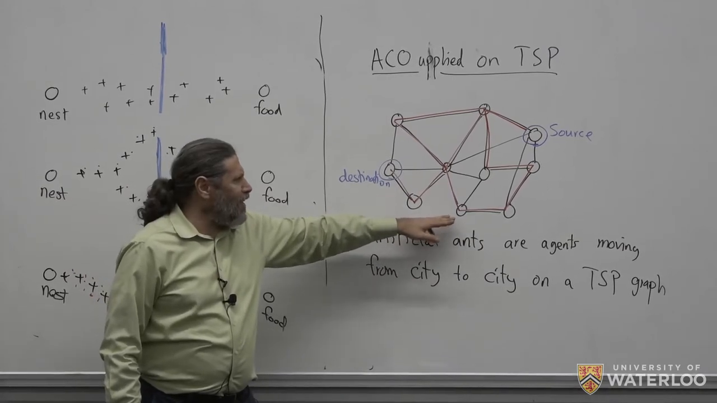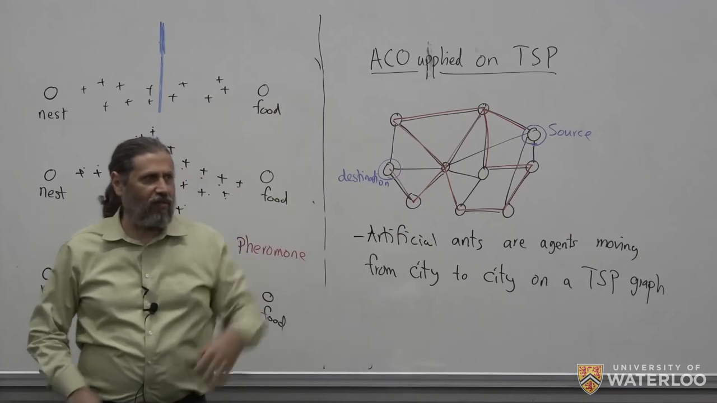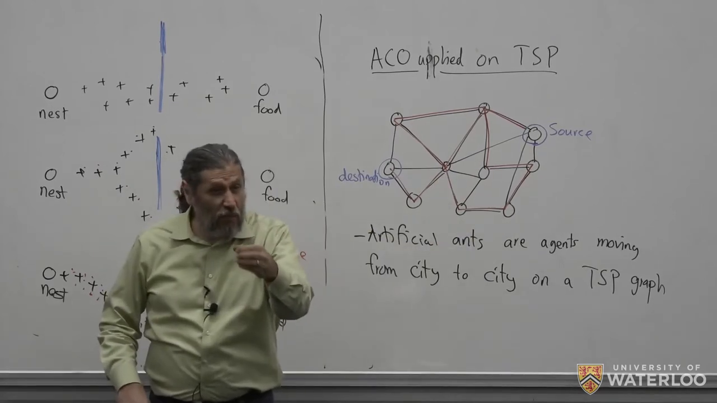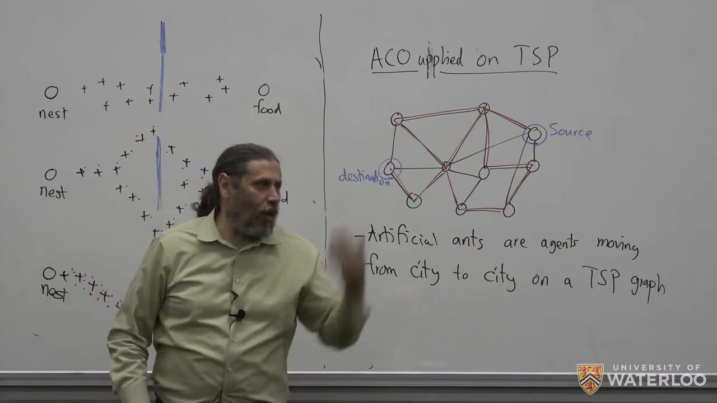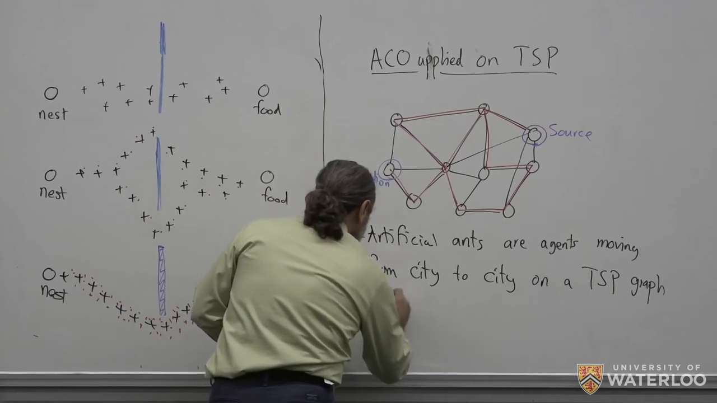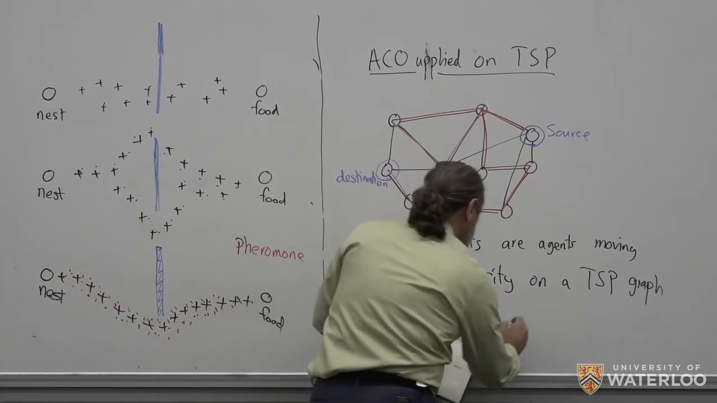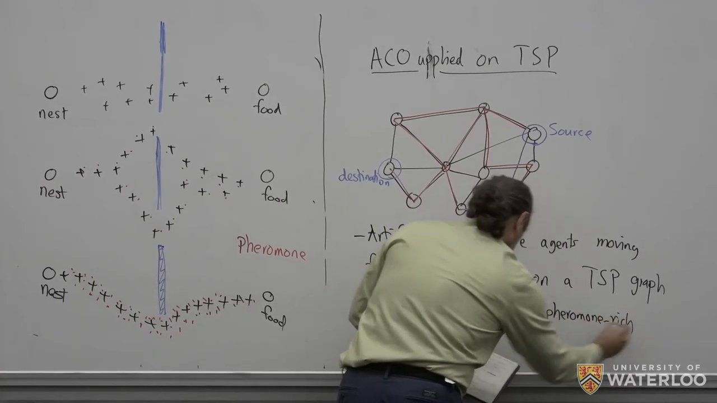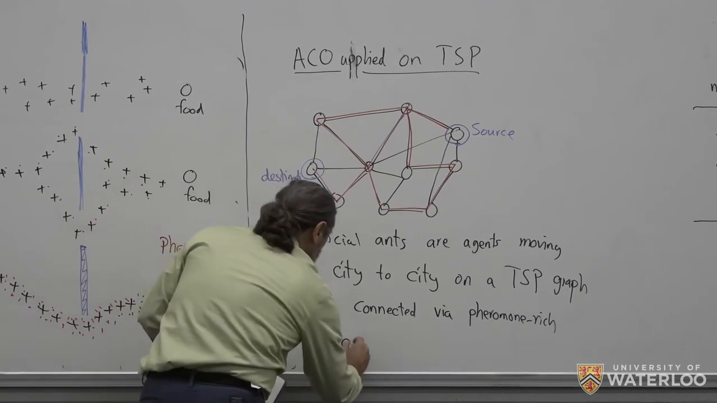So now what happens if I create 50 ants and let them go on the traveling salesman problem? Let's see what you can find. And on each node, they will deposit the pheromone. So if a node is being used by many, many ants, you get a very strong concentration of pheromone, which is like accumulated reward. It's just a number in a vector. So cities connected via pheromone-rich edges are of course preferable.